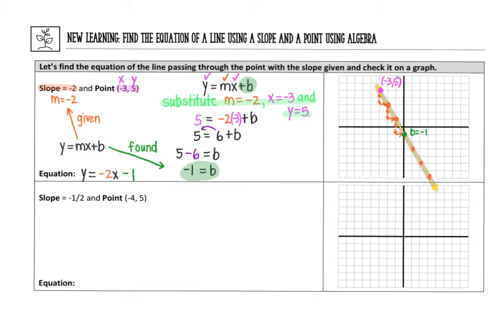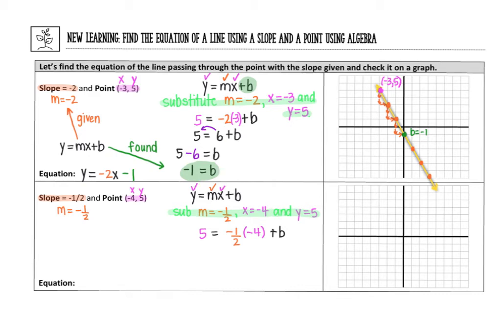In our second example, again, we'll write out y equals mx plus b and we'll substitute the known values. So we have 5 equals -1/2 times -4 plus b. You can see that we've substituted our slope or our m value for -1/2. We've substituted our y value for 5 and our x value for -4.